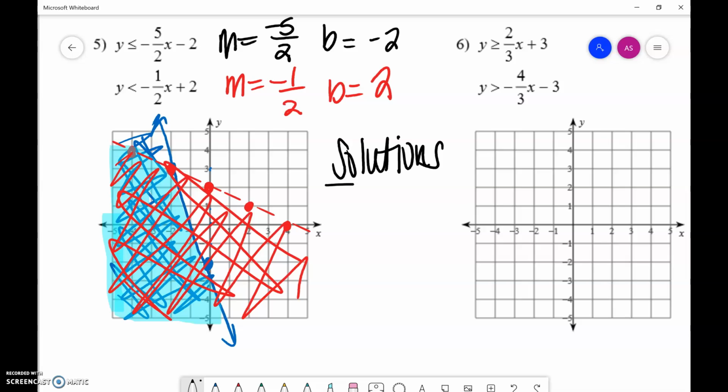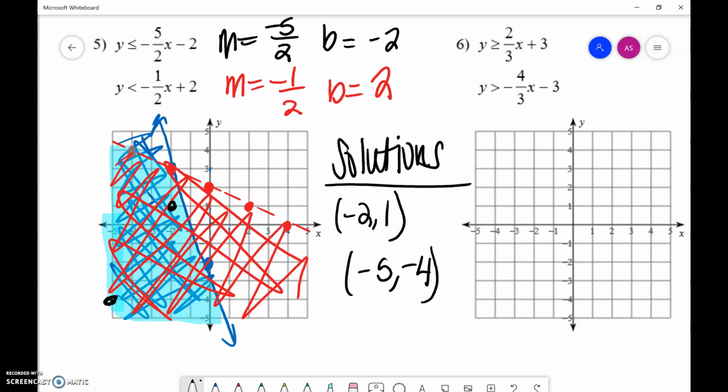And I want you to write at least 2. So let's say -2 and 1. And -5 and -4. So again, I'm just picking random solutions. If you picked ones that are different, that's perfectly fine. It just needs to be in a double shaded area.